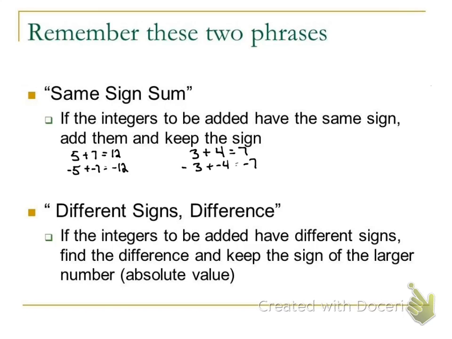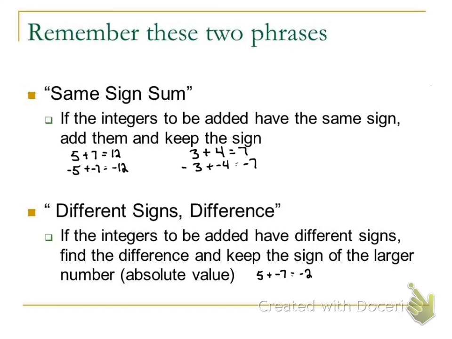And the other phrase is different signs difference. So if the integers to be added have different signs, you need to find the difference, or how many numbers are between them, or subtract them, and you're going to keep the sign of the larger number in terms of absolute value. So if I have 5 plus negative 7, I'm going to find the difference between 5 and 7.